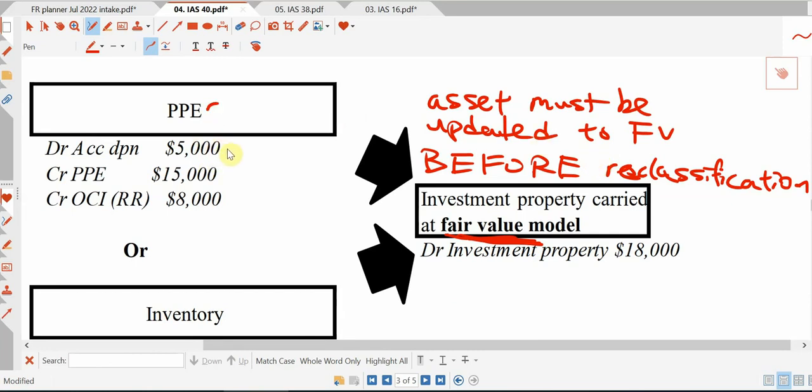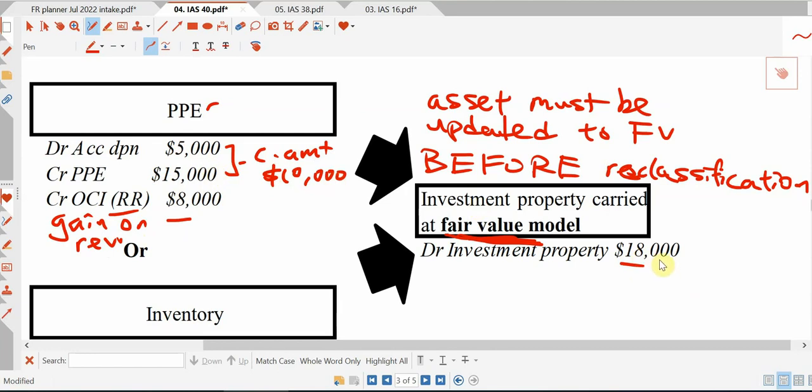Now, PPE, we know the carrying amount is 10,000, because you've got the cost and the accounting depreciation. If you want to increase from 10,000 to 18,000, there's a gain on revaluation of 8,000. This will create a revaluation reserve. So you must do this first before you classify the asset to investment property at fair value model.